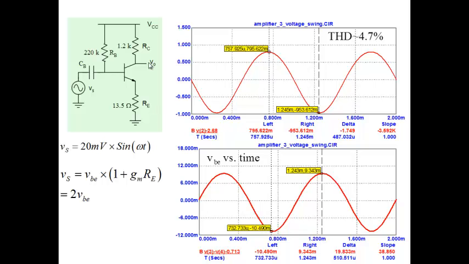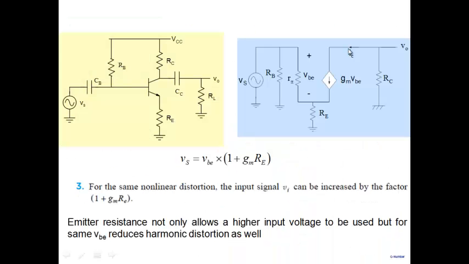So this picture is that you can put a resistor here, extend the voltage that you can apply there. You can apply a much larger voltage here now, and also get a smaller harmonic distortion. So to summarize, this emitter resistance that you see here not only allows a higher input voltage to be used, but for the same VBE reduces harmonic distortion as well. Okay, so that's a very important point.